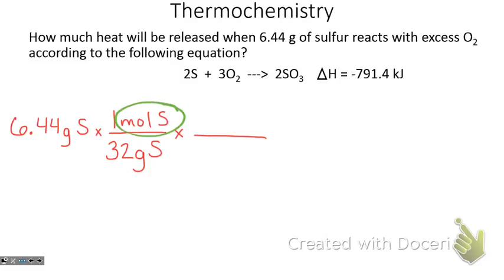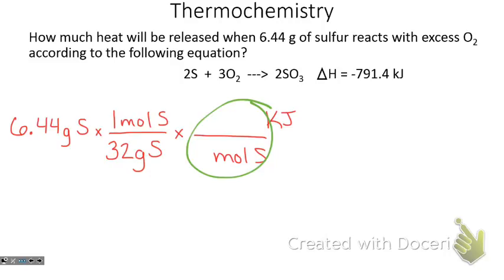If I have moles of sulfur in my numerator, the unit moles of sulfur has to drop down here in my denominator to cancel. So I'm going to put moles of sulfur. And then I want to know how much heat will be released. So that will obviously be measured this time in kilojoules. Where do I go to fill in these conversion factors, or these, I guess, ratios if you want to call it that? I can see them in my balanced chemical equation.